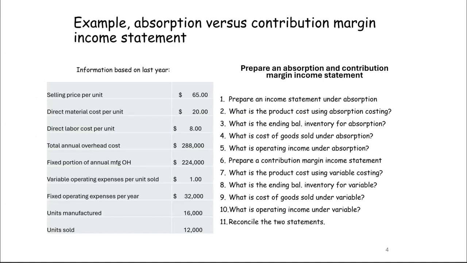Here's our example, and as you can see, we're showing our selling, direct labor, direct materials, and variable operating expenses on a per unit basis, because those remain the same regardless of the volume within the relevant range. We also have our fixed costs for operating and for overhead. We also know how many units we made and how many units we sold. Now we're going to prepare an income statement using absorption costing.